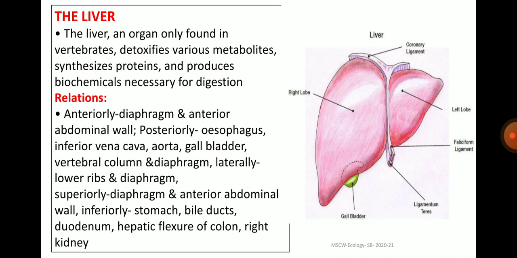It is an organ which is found only in vertebrates. It detoxifies various metabolites, synthesizes proteins, and produces biochemicals which are necessary for digestion.